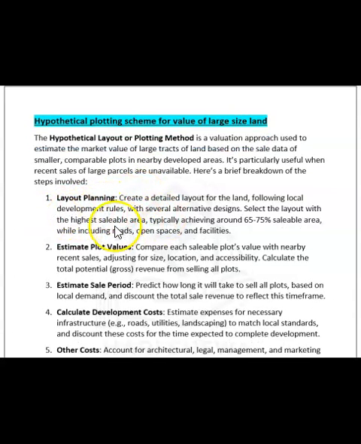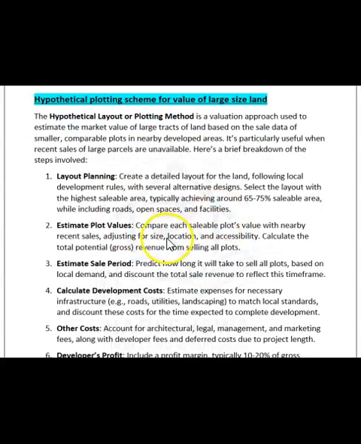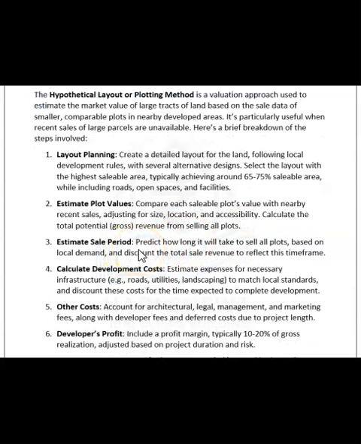Layout planning. First, you do the layout planning, and as per municipality norms, how much sellable area will be there? There may be 30%, 40% road and open space, and other facilities will go. Estimate plot value. Then you compare each sellable plot, see how many plots there are, and make a sellable value. Estimate the sell period. Now you predict the sell period. This plot will not be sold in 1 day, 2 days, 1 month, or 2 months. It may take 1 year, 2 years, sometimes maybe 3 years also. First estimate the sell period.